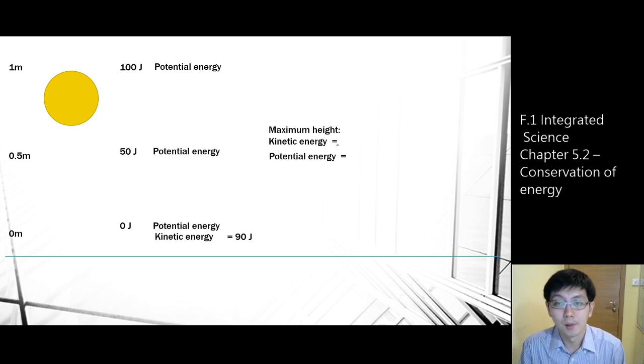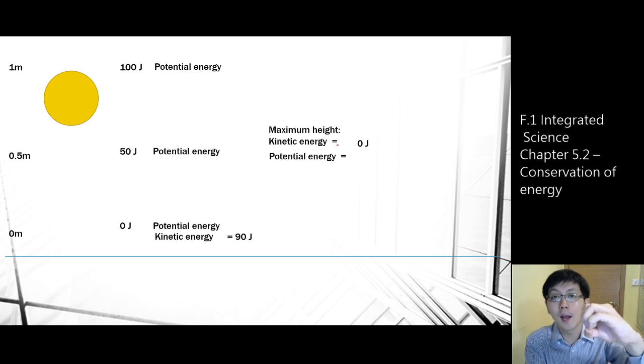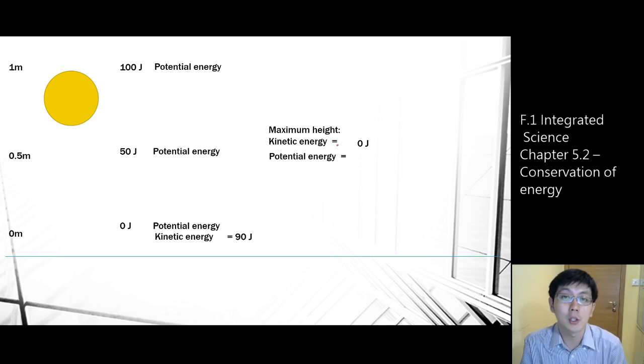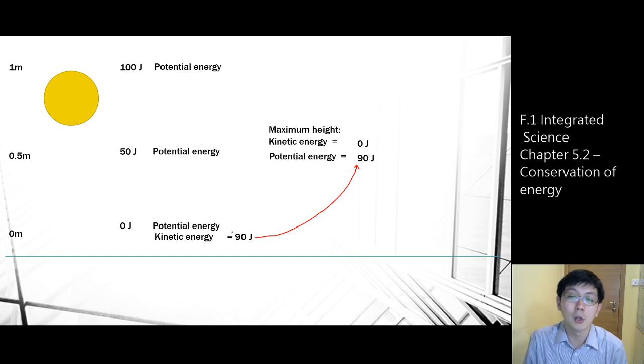Again, okay, so you know that from daily life, when the ball goes up to the maximum height, it stops at that moment. The kinetic energy will be 0 joule because it's not moving. And the potential energy, what is the amount of potential energy in this case? It will be 90 joule, because all of the kinetic energy goes to the potential energy.